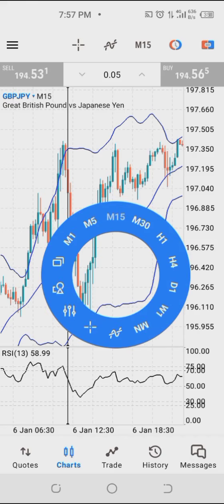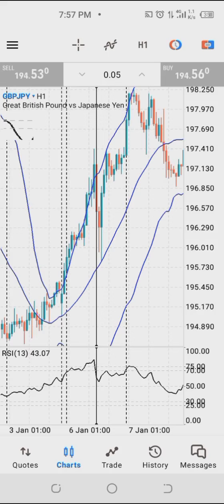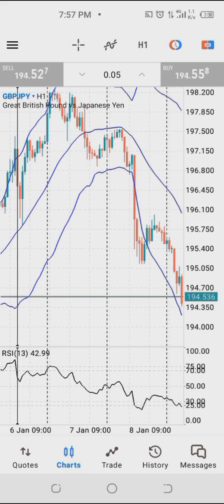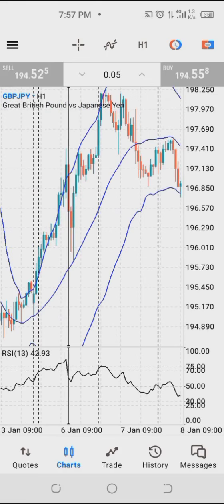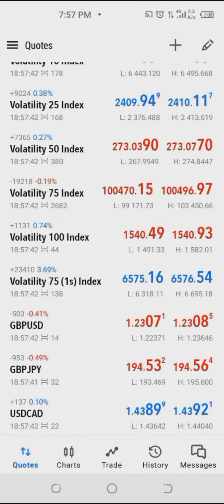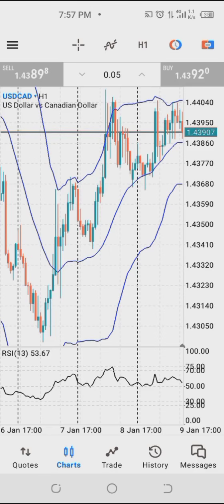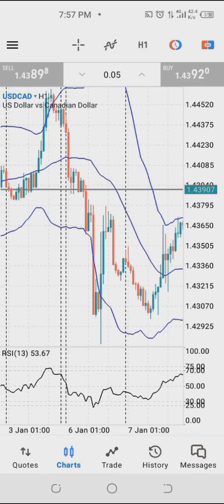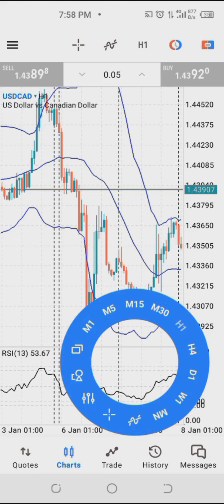Let's look for a buy setup. For a buy setup, I'm going to use another chart. So let's use USD CAD. For a buy setup, I'm going to be making use of the USD CAD. Now look at what happened here in the USD CAD. We have a buy opportunity here. Now let me put my marker.